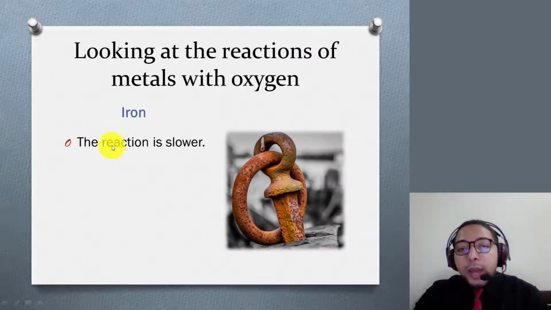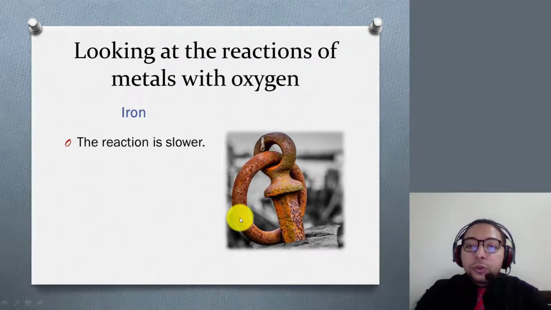When we compare it with iron, iron is a very slow reaction when it comes to the oxygen. When the iron reacts with oxygen, they react together in a very slow reaction. Not only that, but also the reactivity of iron is way lower than the reactivity of magnesium.